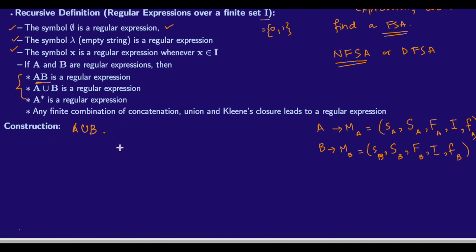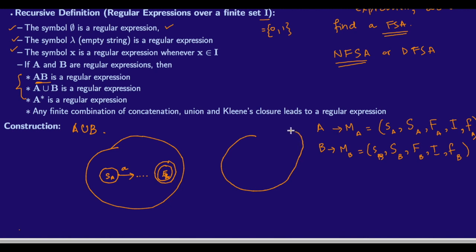So again, we have a machine for A. Now I'm going to do a better job of drawing. So this is A, this is some input A, and this is my final state FA. Remember, this is my B. This is my starting state SB. I thought I would do a better job. This is some input, this is some input.